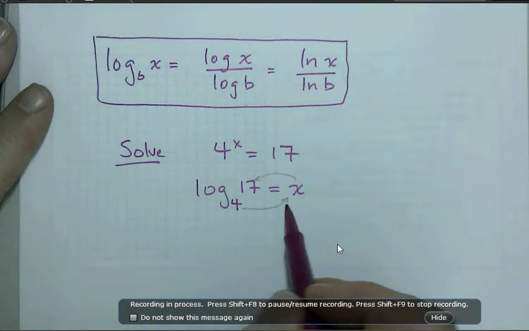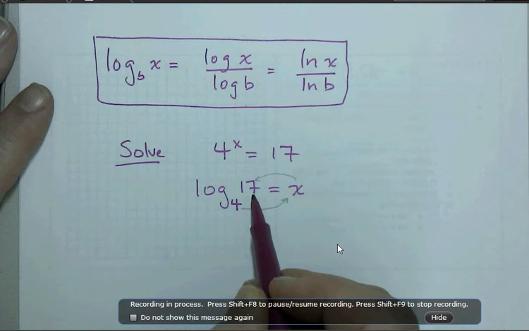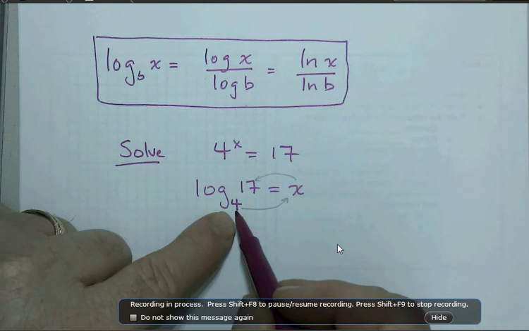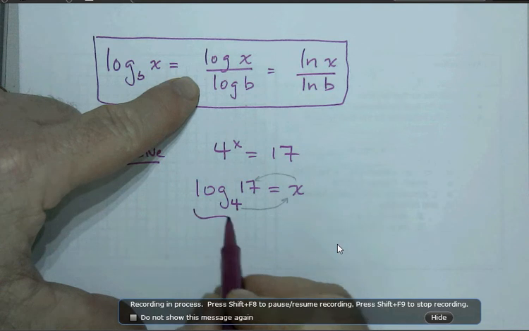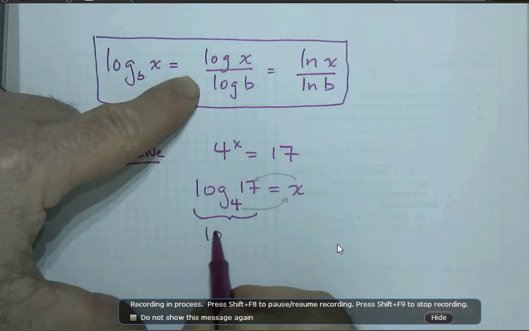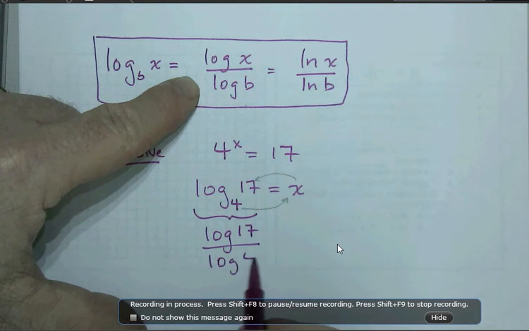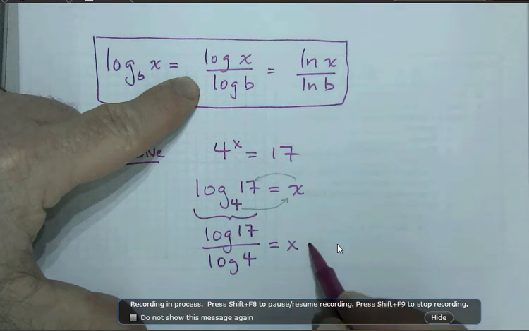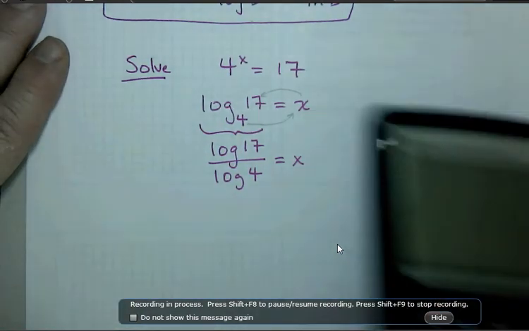So at this point, our x value, our answer, is whatever the log base 4 of 17 is. Well, we just need to evaluate that. I don't have a calculator that does log base 4, but I can use the change of base formula. I do know from our work that this is log base 10 of 17 over log base 10 of 4. So all I have to do is evaluate that.